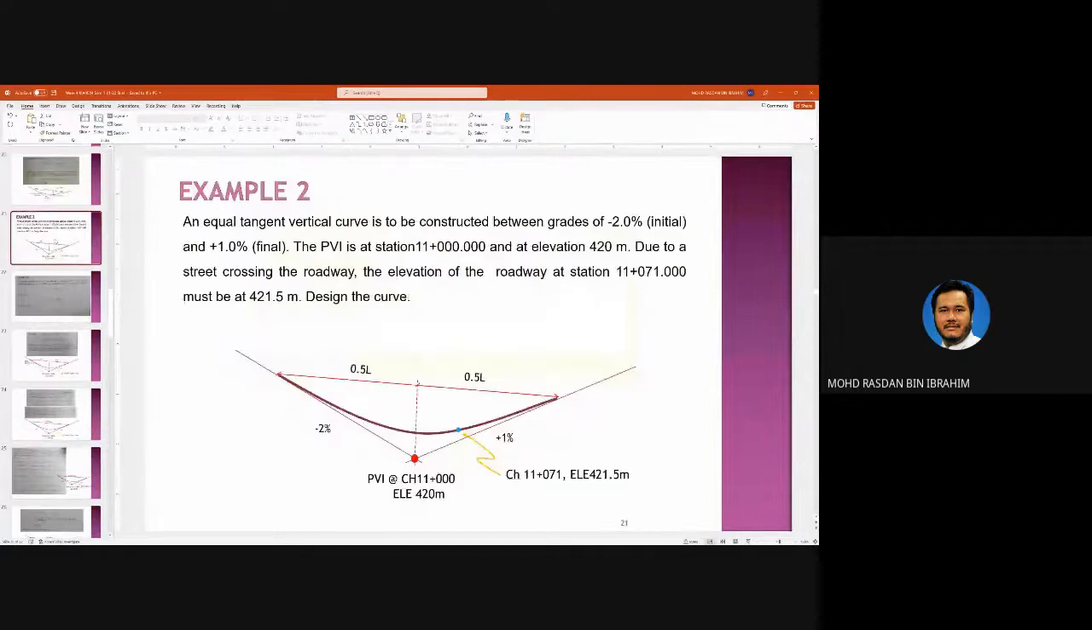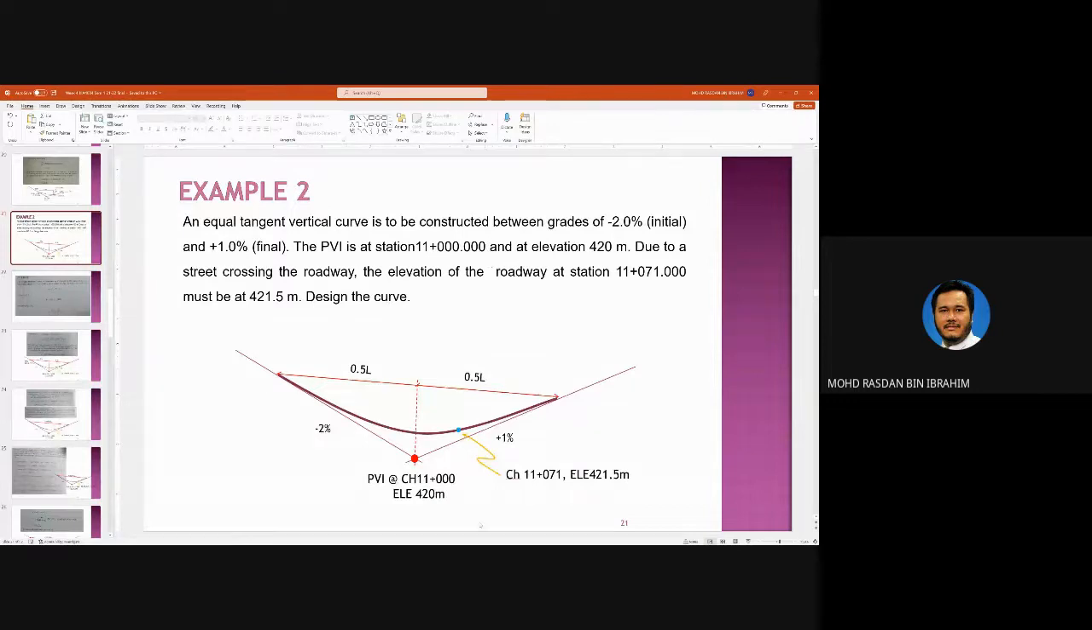Second example, an equitangent vertical curve is to be constructed between initial grade -2 and +1 final. Stationing of PVI is at chainage kilometer 11, elevation 420 over here. Due to a street crossing the roadway, the elevation of the roadway at station 11 plus 71 must be 421.5 meter. Design the curve.